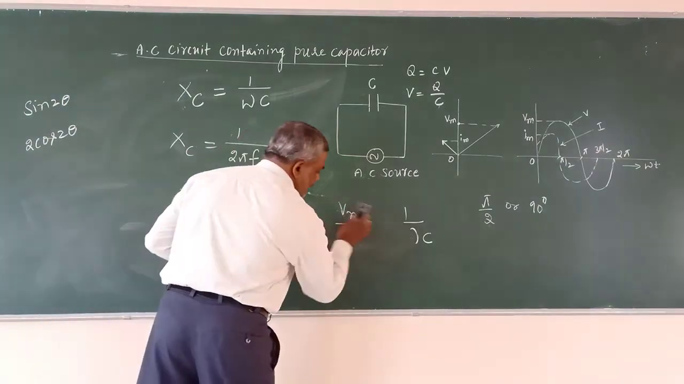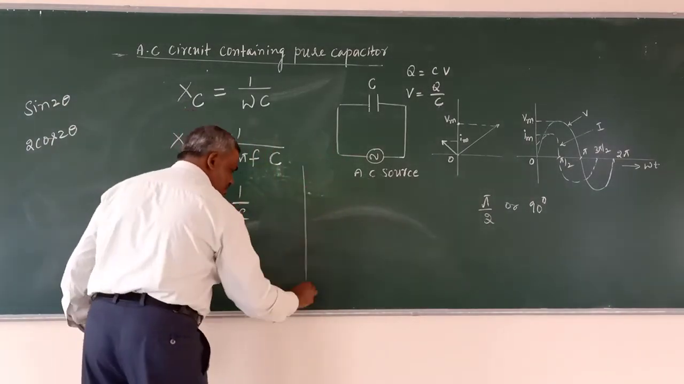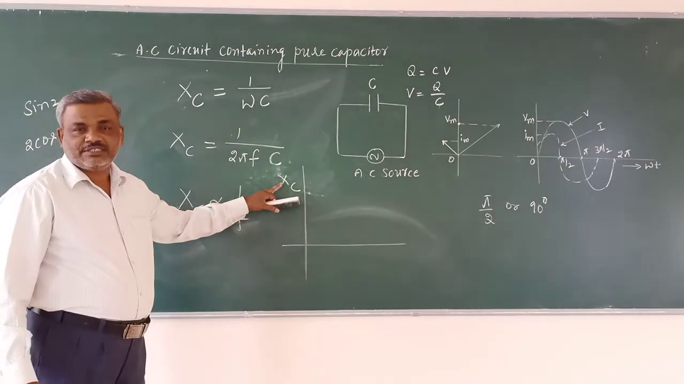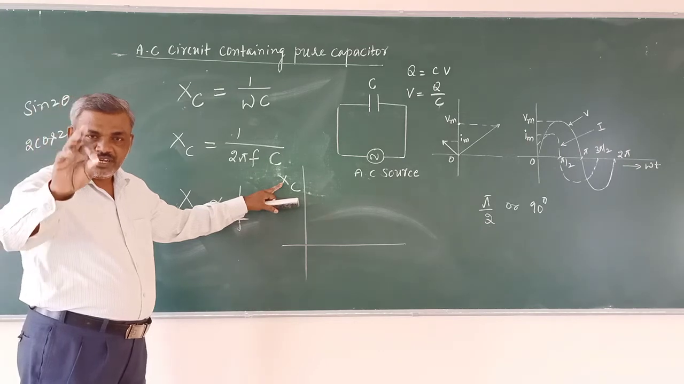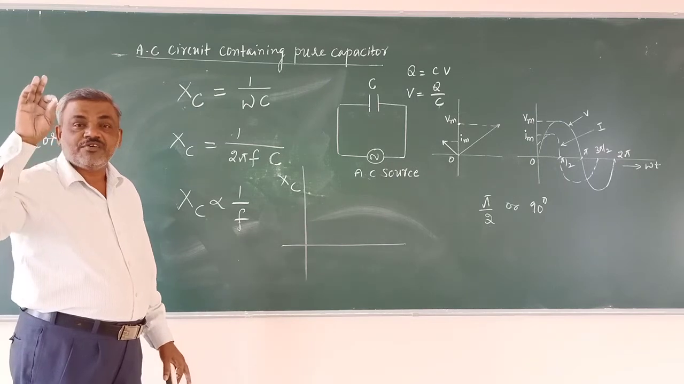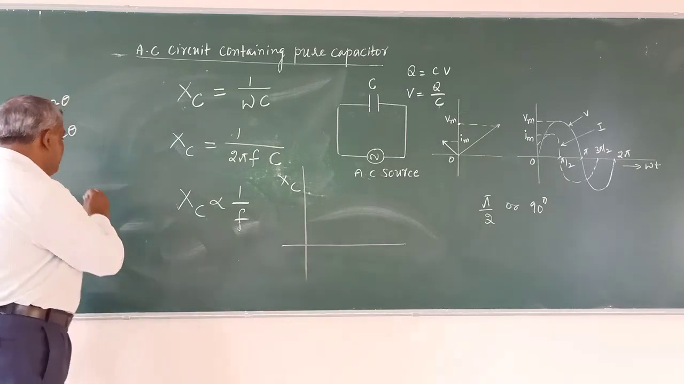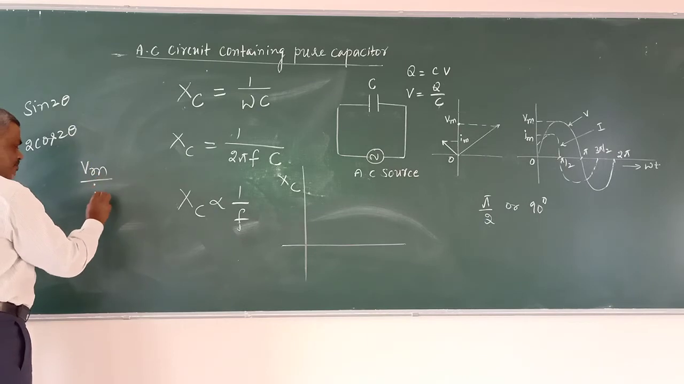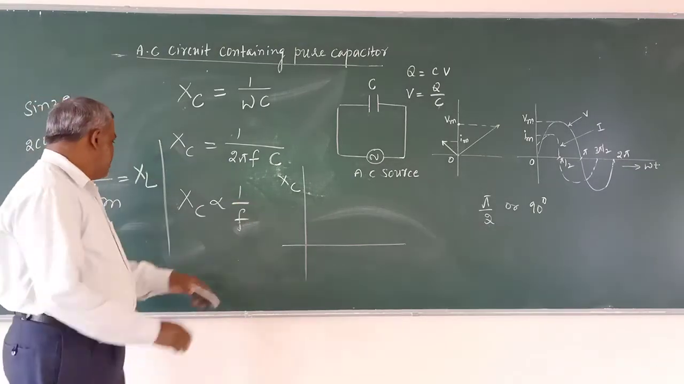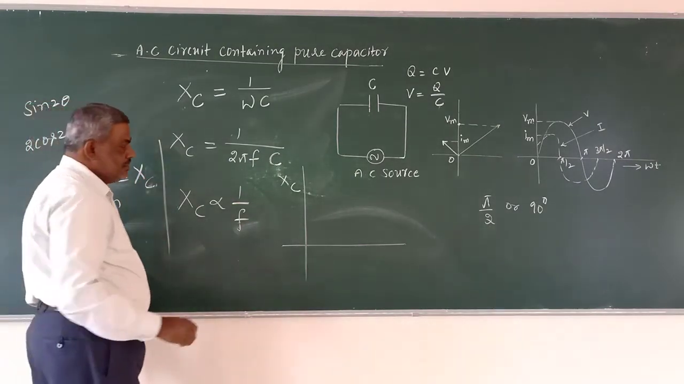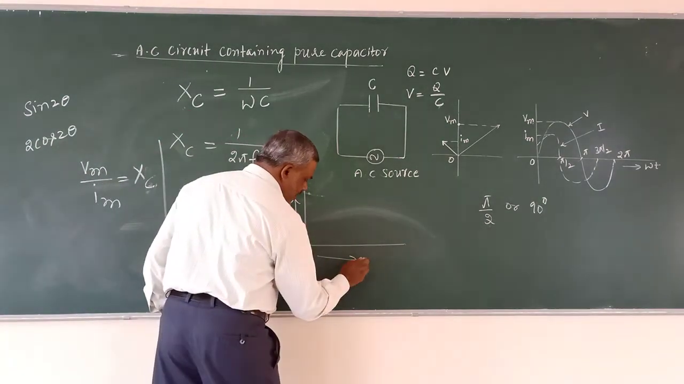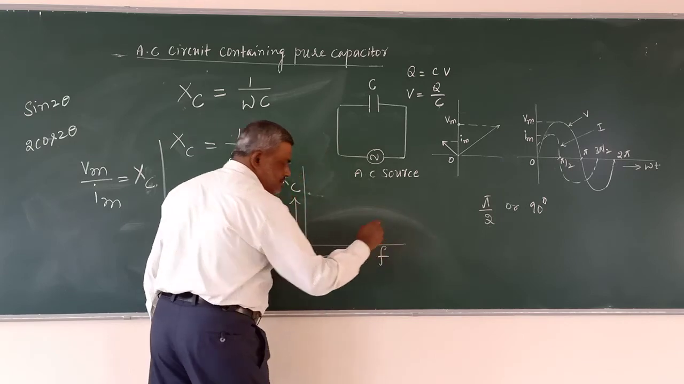Now we have a graph, capacitive reactance versus frequency. The capacitive reactance symbol is capital X, not small x, with subscript C. Xc represents capacitive reactance, the ratio Vm by Im. So Xc is taken along the y-axis and the frequency of alternating current is taken along the x-axis.